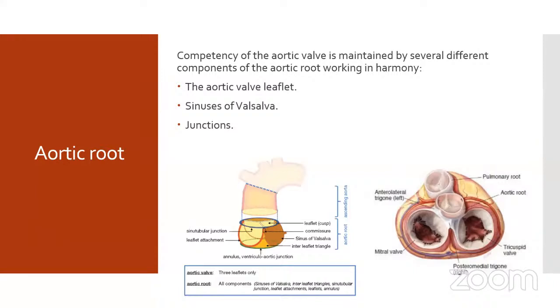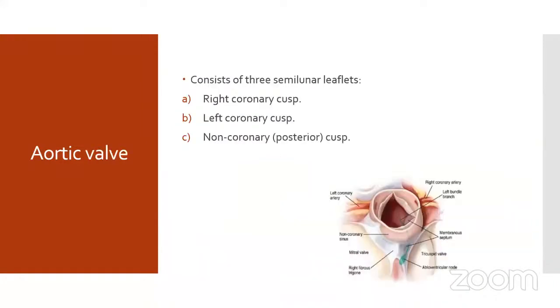The competency of the aortic valve is maintained by different components of the aortic root working in harmony. We have the aortic valve leaflets, the sinuses of Valsalva, and the junctions. The aortic valve is a semilunar valve that is quite similar morphologically to the pulmonary valve. Because of its central location, the aortic valve is related to each of the cardiac chambers and valves. So thorough knowledge of this relationship is essential to understanding aortic valve pathology and many congenital cardiac malformations.